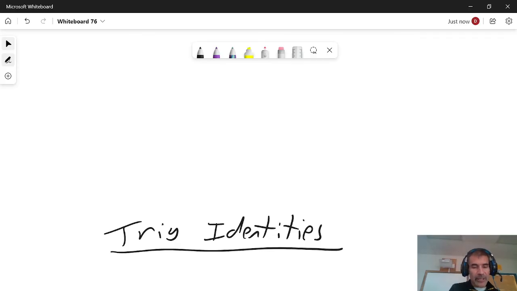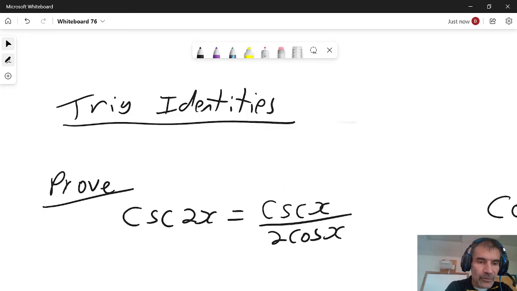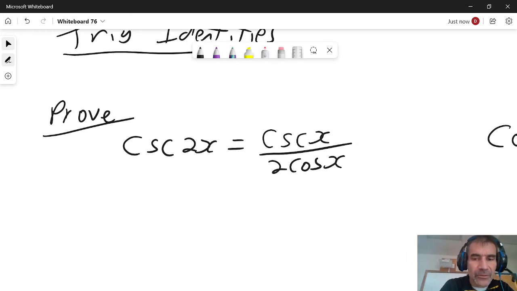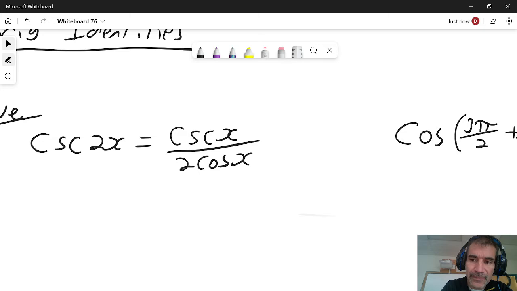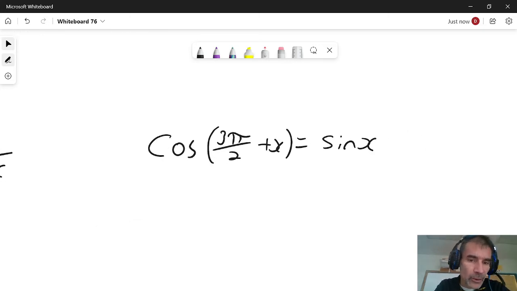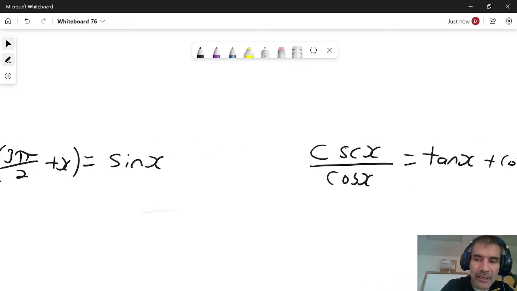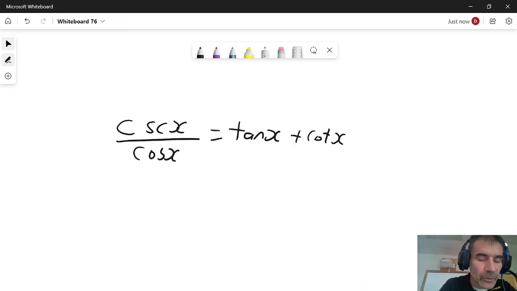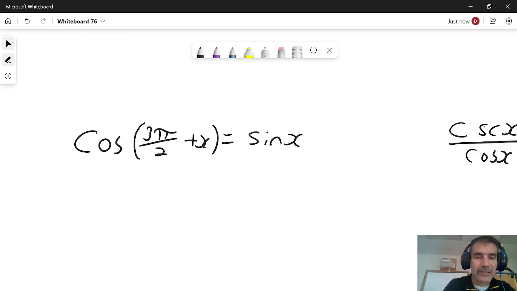Okay, we're looking at some trig identities. We're going to prove, first of all, that the cosecant of 2x is equal to the cosecant of x divided by 2 times the cosine of x. Then we'll prove that the cosine of 3 pi over 2 plus x is equal to the sine of x. And finally, a trickier one, we'll prove that the cosecant of x over the cosine of x is equal to the tan of x plus the cotan of x.